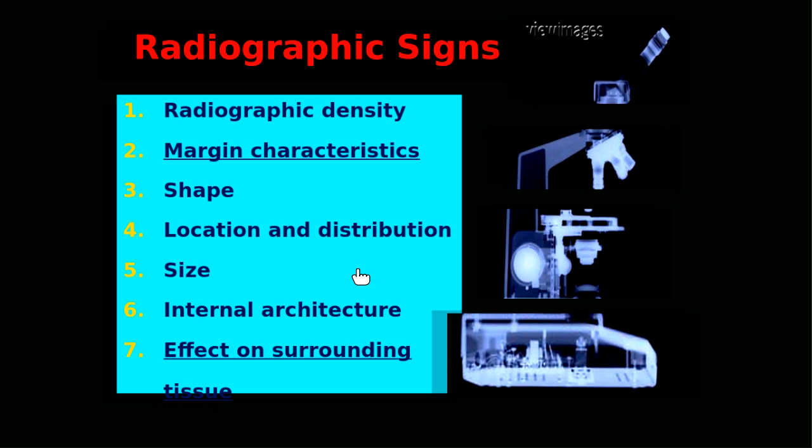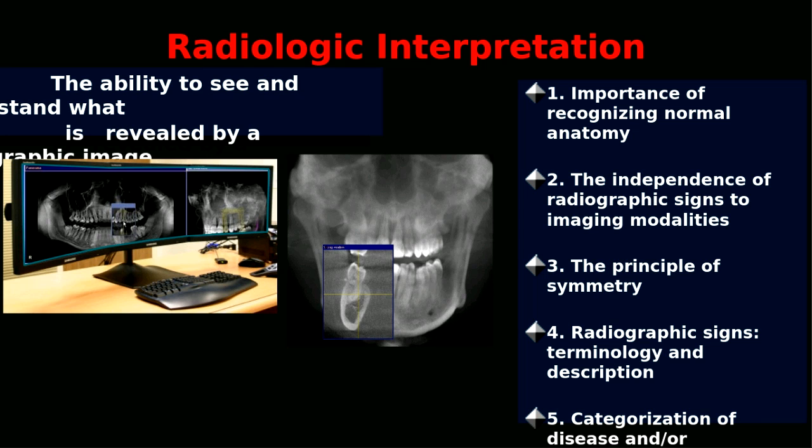I may ask what the radiographic signs are, and please make sure you know 7 of them, and you select the right ones based on the questions asked. So radiographic interpretation is the ability to see what the disease is, what is normal, and what is not normal.